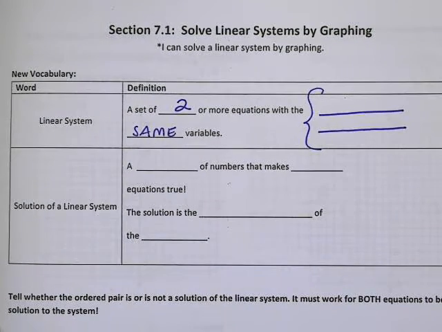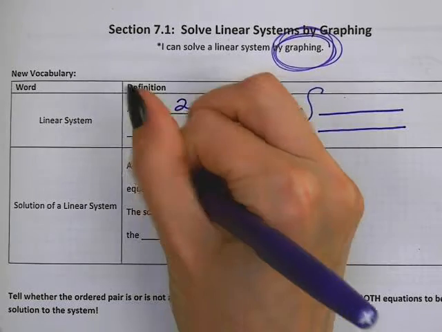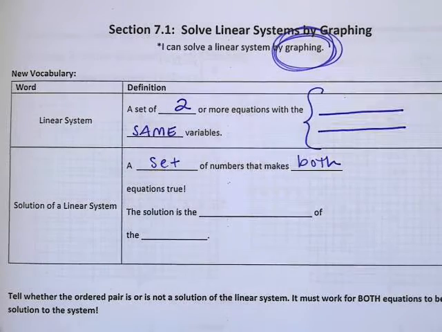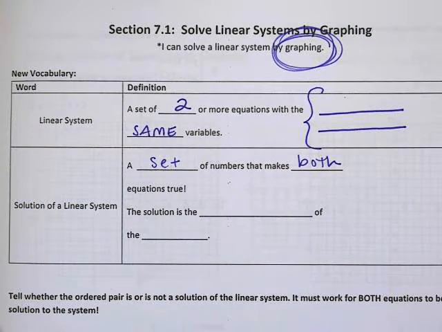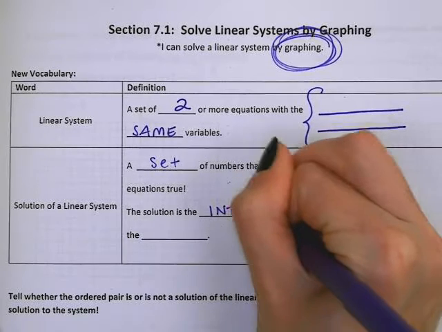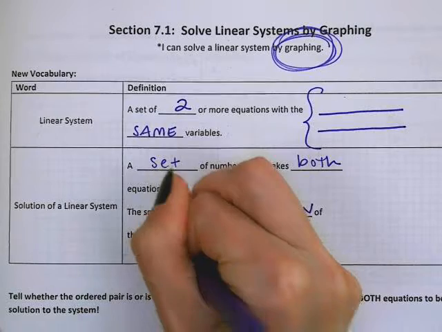So how do we find a solution by graphing? It is a set of numbers that makes both equations true. And when you solve by graphing, it's the intersection of the 2 lines.